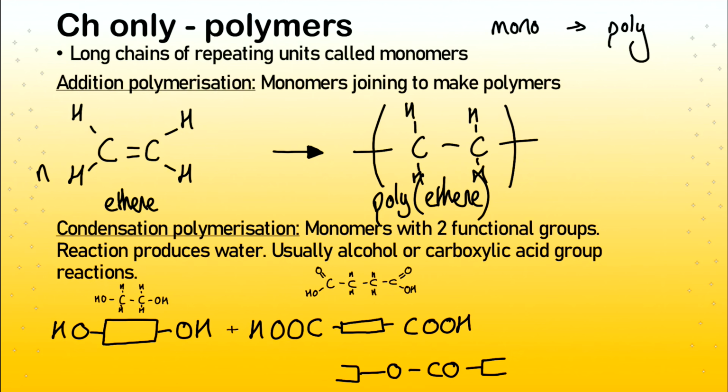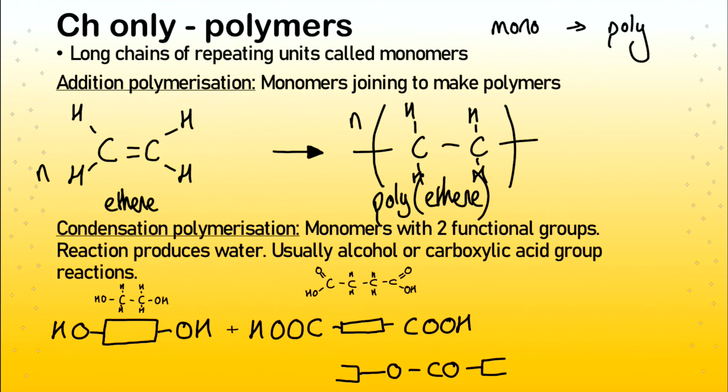And then what we can put next to that is n, for however many repeats of that subunit we put in. Simple. The one thing to note is that the name of whatever we had to begin with goes in the brackets, so polyethene, because it was ethene here. Simple. Condensation polymerization is slightly different.